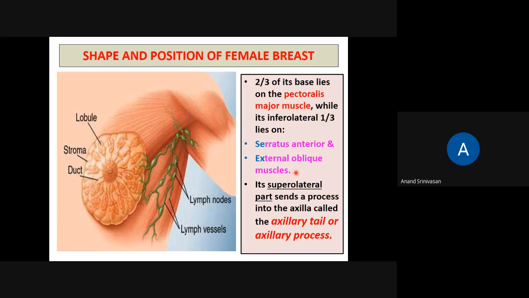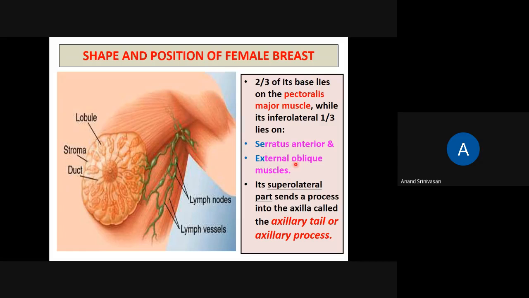What is this external oblique muscle? Where is it present? The external oblique muscle is a muscle in the anterior abdominal wall, the first muscle of the anterior abdominal wall. After the skin and superficial fascia, there is a muscle. The abdomen also has got muscles, right? So the muscle in the anterior abdominal wall is the external oblique muscle.